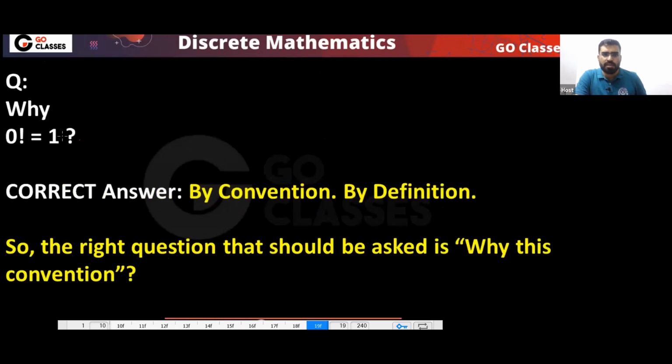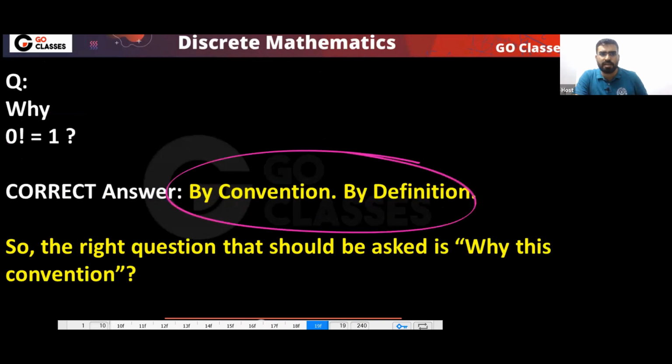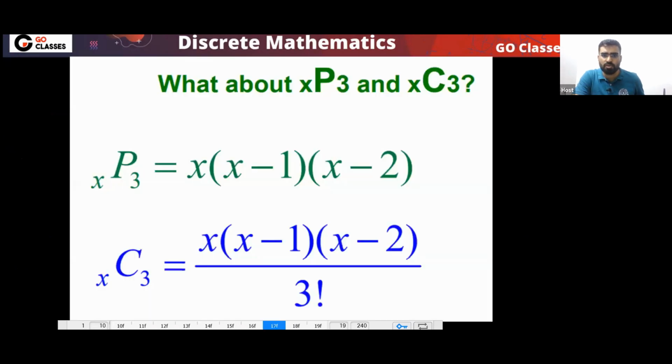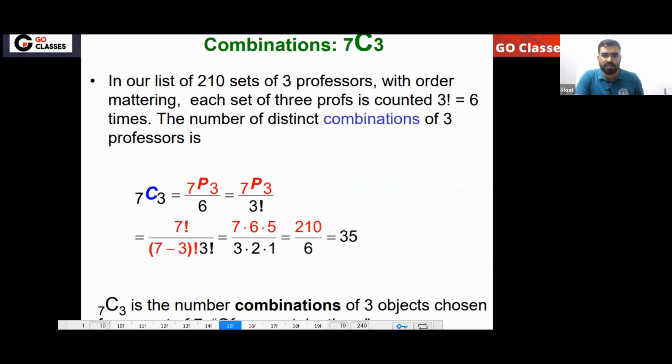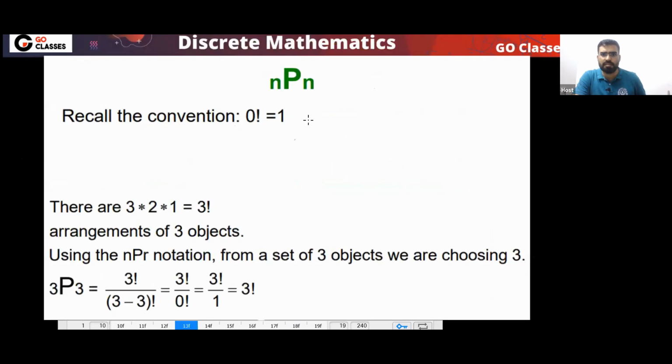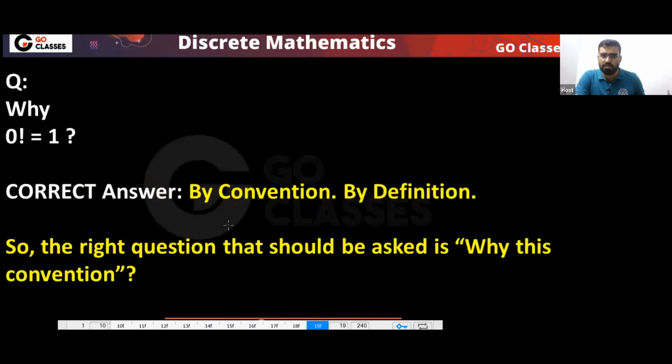So I told you that if anyone asks you why 0 factorial is 1, then the answer is: by convention. You can check it, for example, here in this university slide. Recall, by convention 0 factorial is 1. So basically this is the convention that 0 factorial is taken as 1, or I can say this is the definition. By definition, 0 factorial is 1.